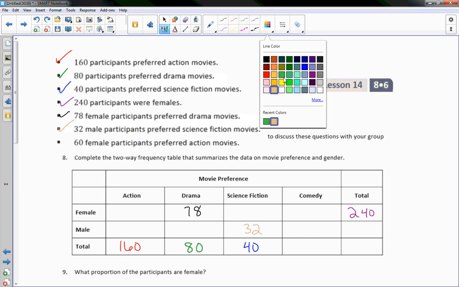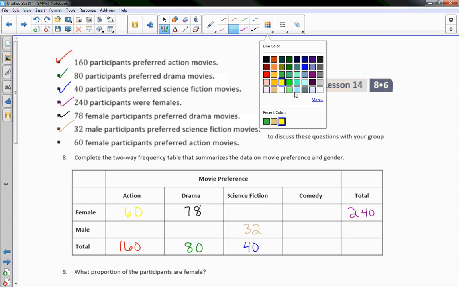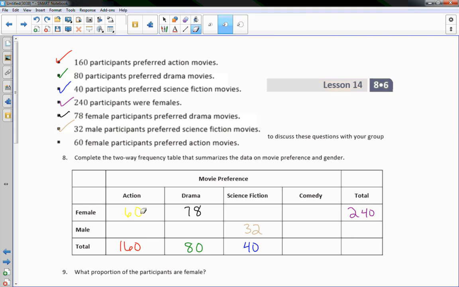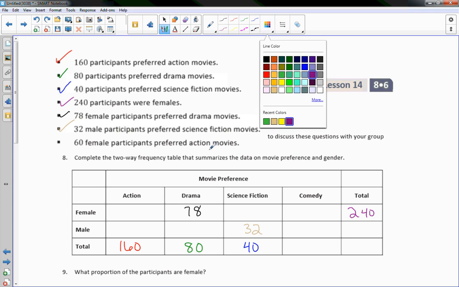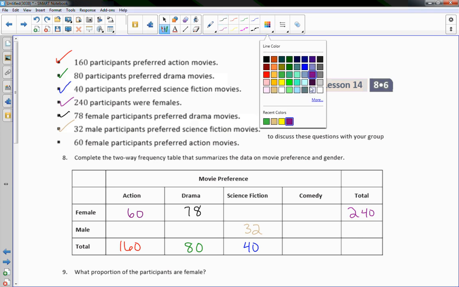60 female participants preferred action movies. That's not a very good color. Let me just change colors there. Purple. So let's go back to the most recent color I just had. It was purple, and that was 60 female participants preferred action movies. So that goes there. Okay, now I'm just going to fill all of these in using one particular color that we haven't used yet. How about this peachy?